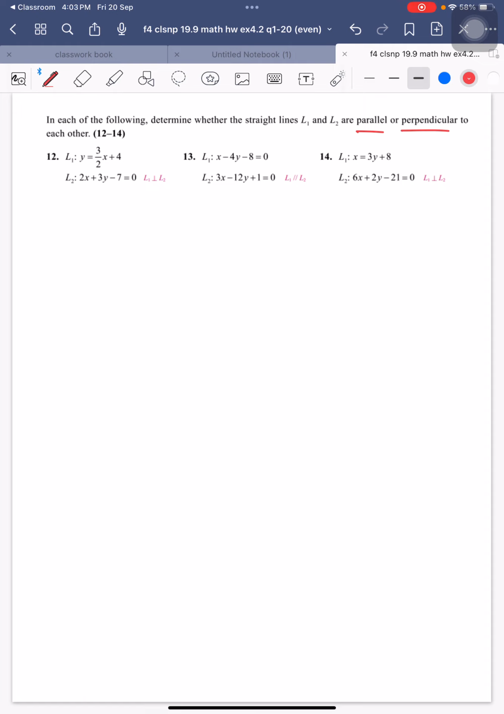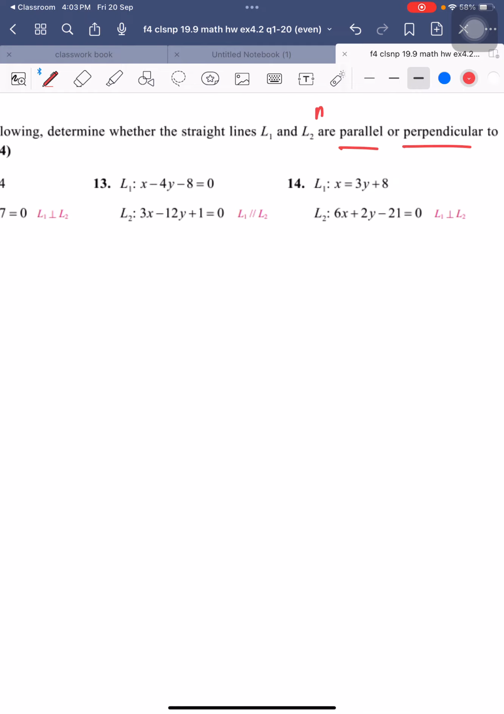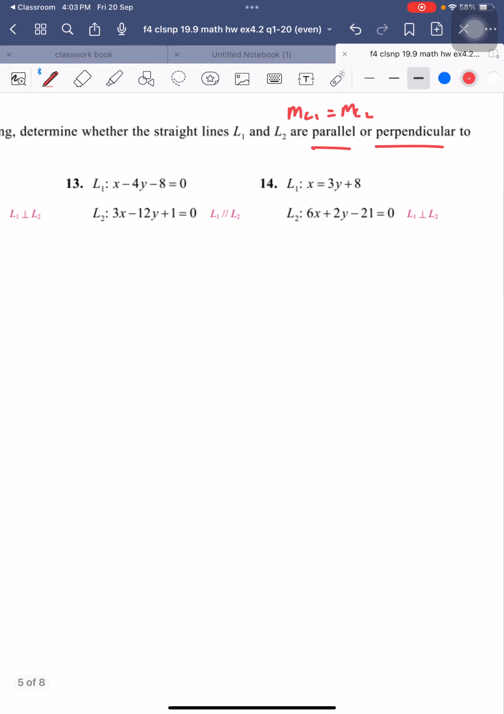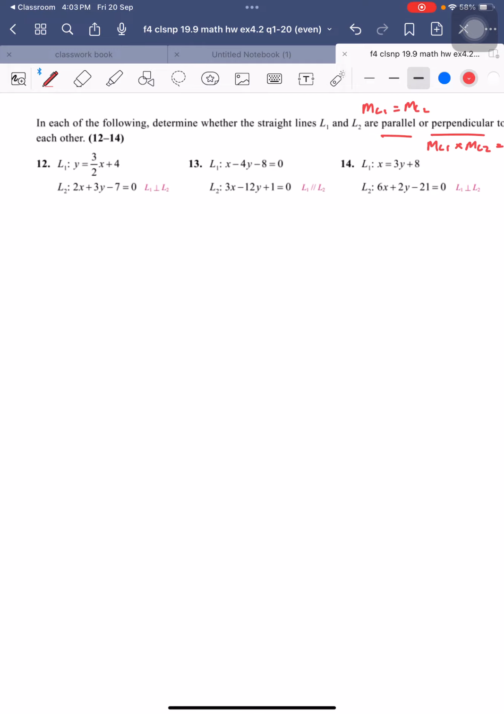So first of all, if they're parallel, which means that the m_L1 should be equal to m_L2. But if they are perpendicular, which means that m_L1 times m_L2 is going to be equal to -1. So we just consider the slopes of these two straight line equations.